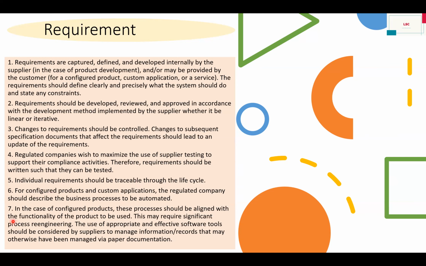Now, sixth one, the configured product and custom application. The regulated company should describe the business process to be automated. If you want to say configured product, category 4 product, and custom application, category 5 product, the regulated company should describe the business process to be automated.